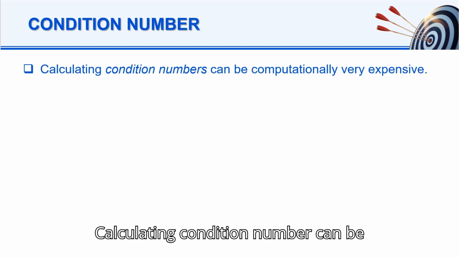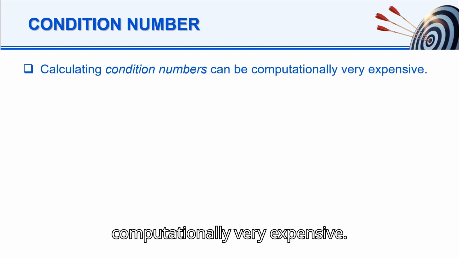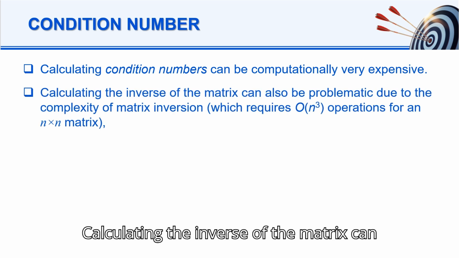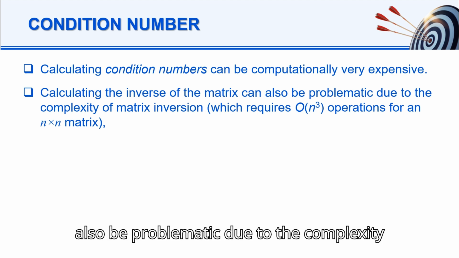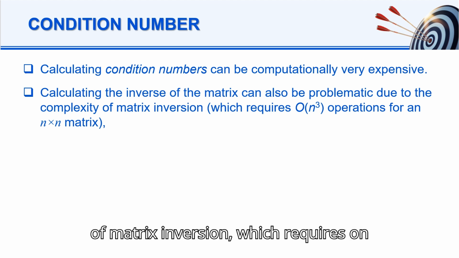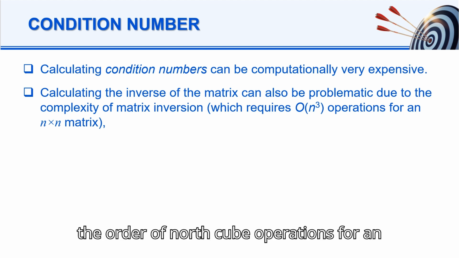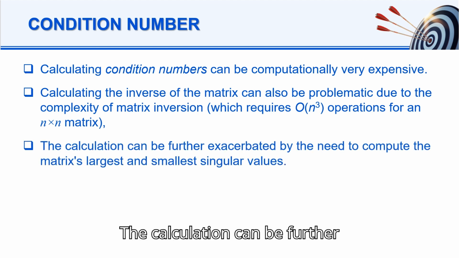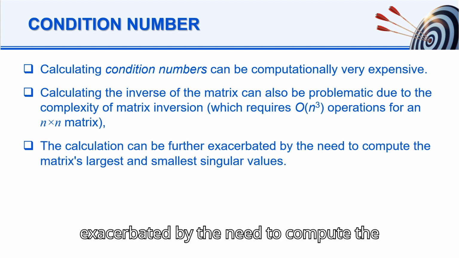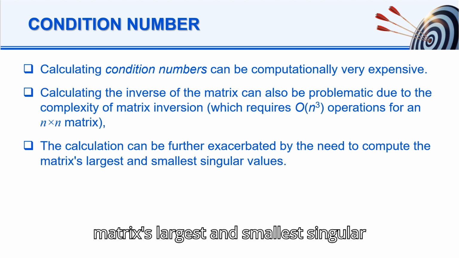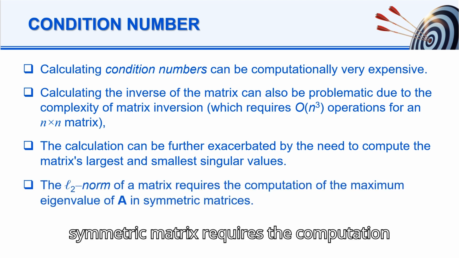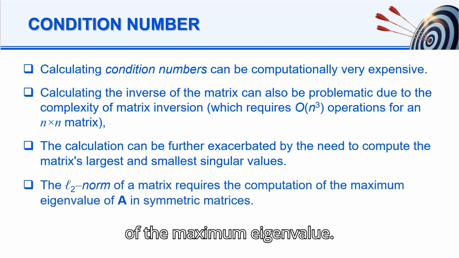Calculating condition number can be computationally very expensive. Calculating the inverse of the matrix can also be problematic due to the complexity of matrix inversion, which requires on the order of n-cube operations for an n times n matrix. The calculation can be further exacerbated by the need to compute the matrix's largest and smallest singular values. The L2 norm of a symmetric matrix requires the computation of the maximum eigenvalue.